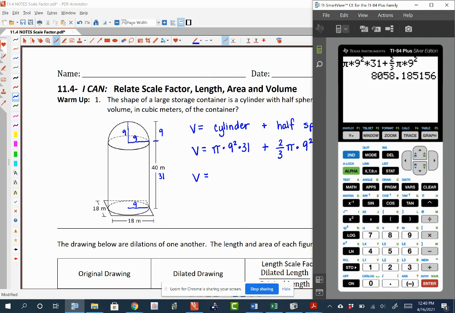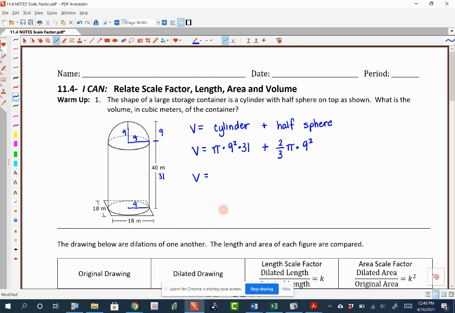Oh, I just realized I messed up. On my sphere, it should have been a cube, that half sphere. Let me go grab that again. And let's change that to 9 cubed. I realized I wrote that wrong. I'll have to change that. So cubed. Oh yeah, that's going to change it just a little bit. So 9,415.35, and we are in meters cubed. So kind of a fun problem putting things together like that.